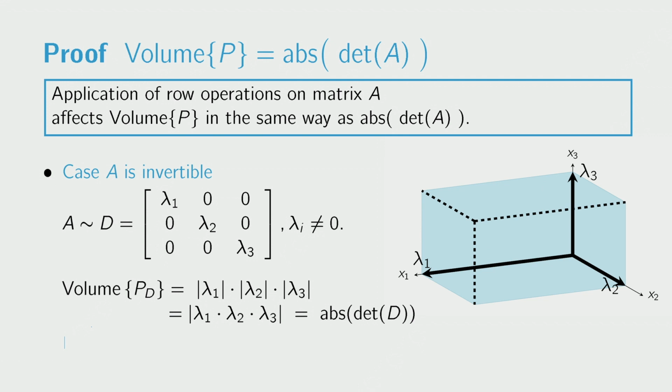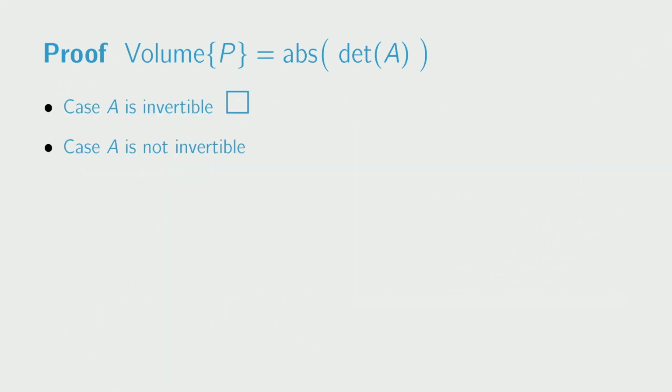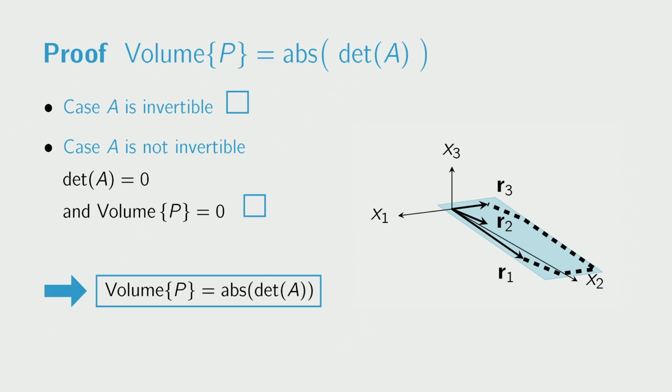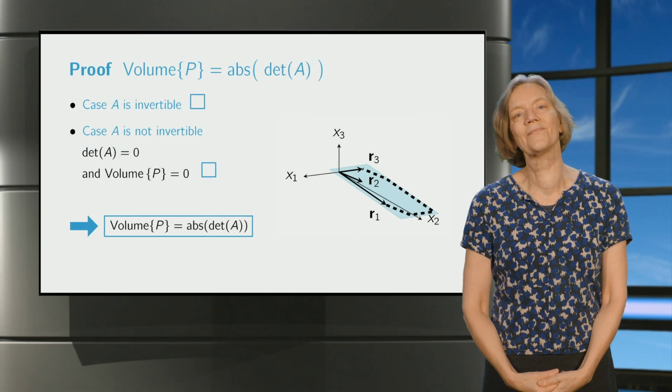So for a diagonal matrix we have proven the expression. And because we can apply row operations to both sides, we can conclude that the expression is valid for all invertible matrices. What if A is singular? Well, then the determinant is 0. We also know that the set of rows of A is linearly dependent, so all three lie in the same plane. The parallelepiped has 0 thickness and its volume is 0. This proves the singular case as well, so we have proven the theorem.